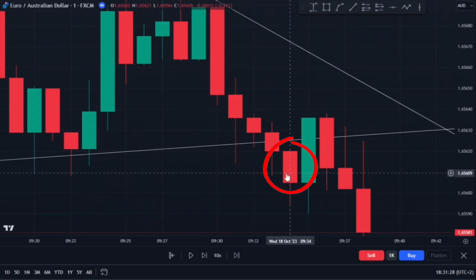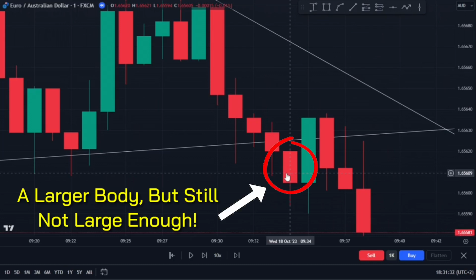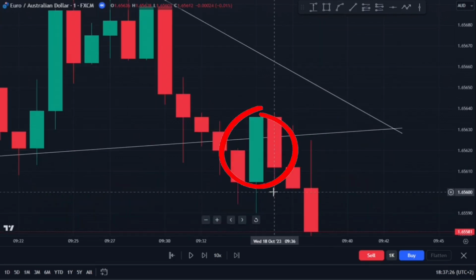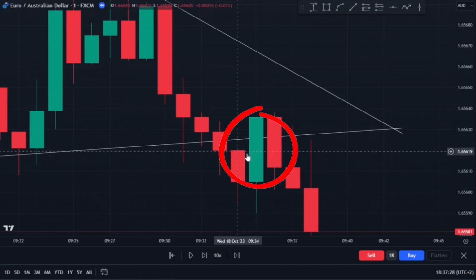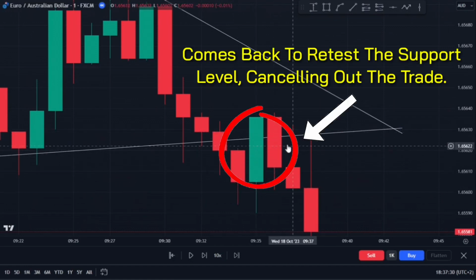Now the following candle that forms is another red candle, this time with a larger body, but we would still not enter a sell position on the close of this candle because the body is still not large enough and has a long lower wick, so therefore we will proceed to wait. And as you can see, the next candle that forms is a long green candle that comes back up to test the support level, completely cancelling out the confirmation and potential trade.